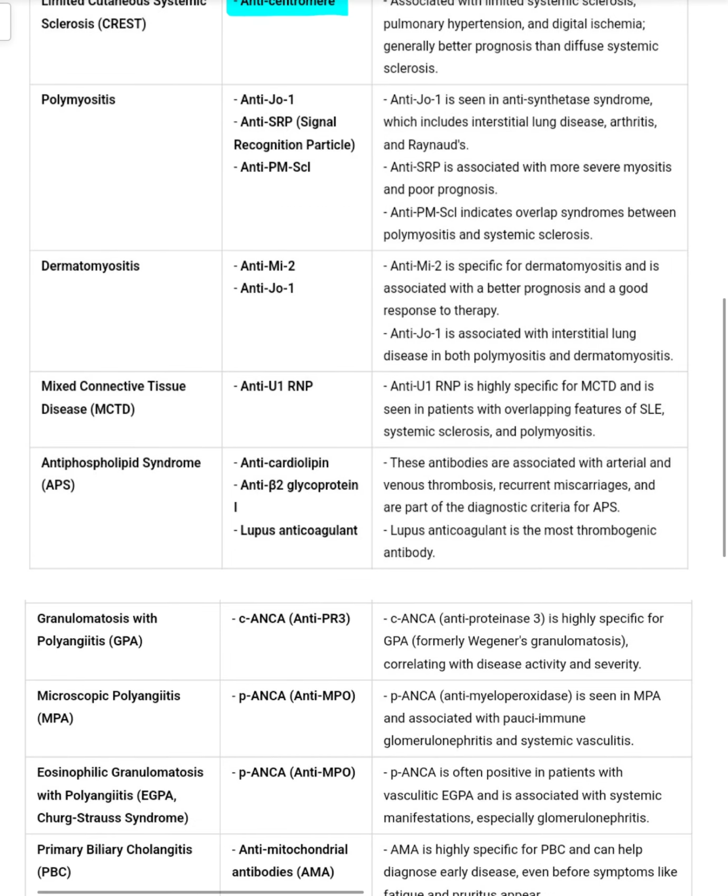Now next is polymyositis. It is associated with anti-Jo1. It is seen in anti-synthetase syndrome, which includes what? Interstitial lung disease, arthritis and Raynaud's phenomena. Next is anti-SRP, signal recognition particle. It is associated with more severe myositis and poor prognosis. Anti-PMScl indicates overlap syndrome between polymyositis and systemic sclerosis.